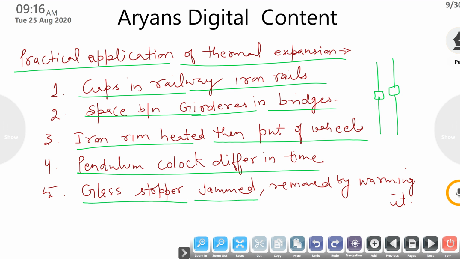Glass stoppers jam. If there is a glass bottle with a lid and it is jammed, not opening, then you can simply open it by giving some heat to it or simply by warming it.